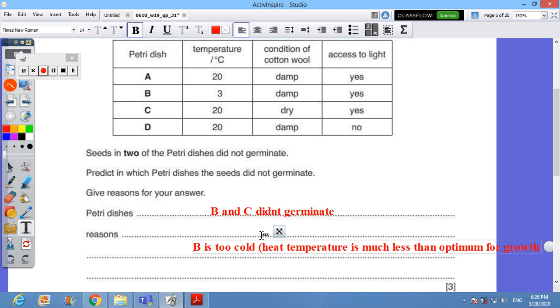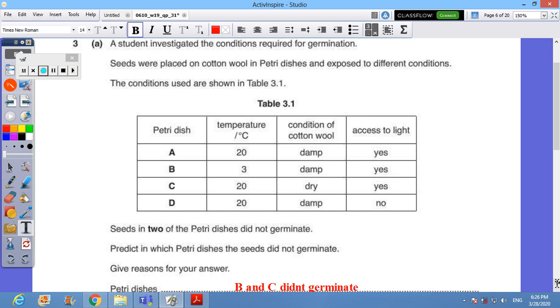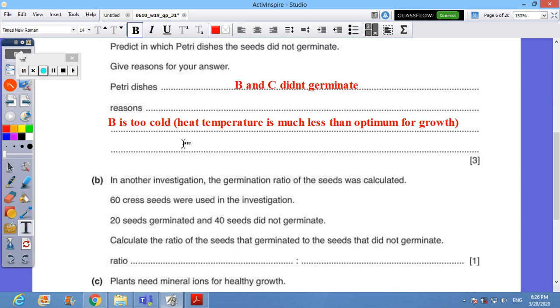Don't forget that the process of growth needs some enzyme actions, and the enzymes need some kind of optimum temperature to be available. A temperature of 2 or 3 is much less than it. What about C? You can say that C is dry, and don't forget that water is needed for germination to happen. Why? In order to activate the enzymes.